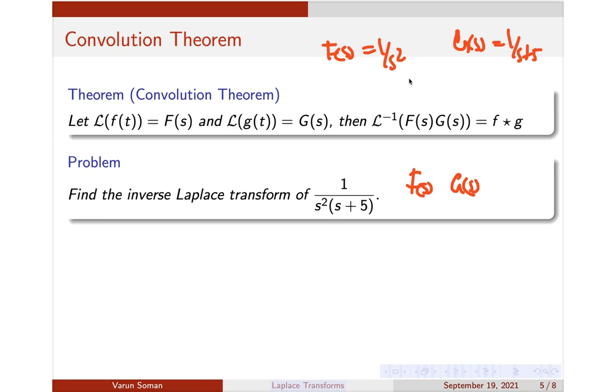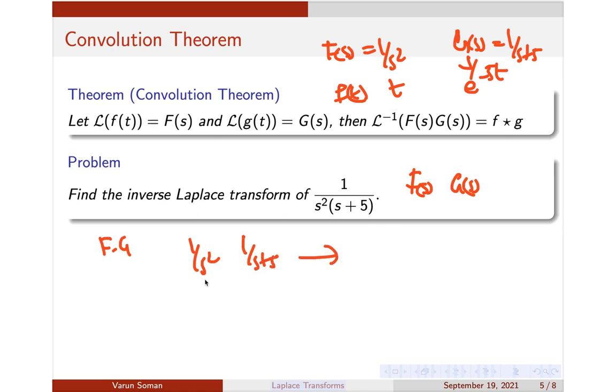And what is the inverse transform of 1 by s square? It is simply t, that is your small f of t. Okay, what's the inverse transform of G of s? It is simply e raised to minus 5t. So this is actually of the form F into G, where your F is 1 by s square and your G is 1 by s plus 5. So the inverse transform of this, as per the convolution theorem, is the inverse transform of 1 by s square, which is t, star the inverse transform of 1 by s plus 5, which is e raised to minus 5t. Okay, this is straight away from the convolution theorem.